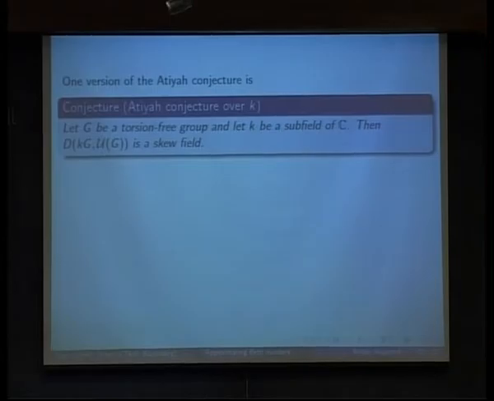So, one version of the Atiyah conjecture: if G is a torsion-free group and K is a subfield of C, then D_K(G) is a skew field. I'm really interested in torsion-free groups here, or maybe groups in which the finite subgroups have bounded order.